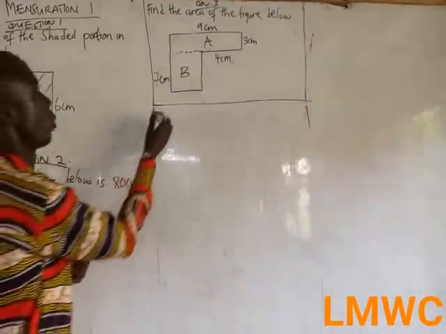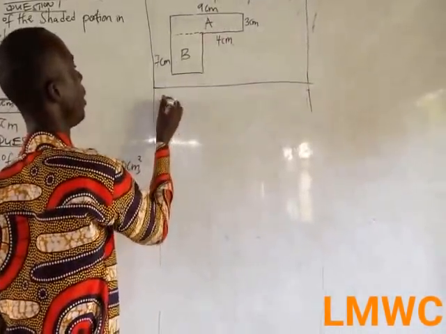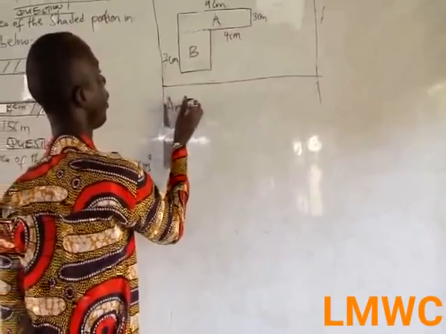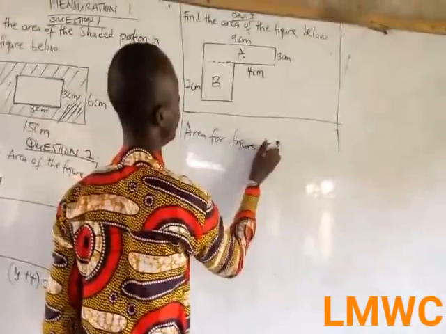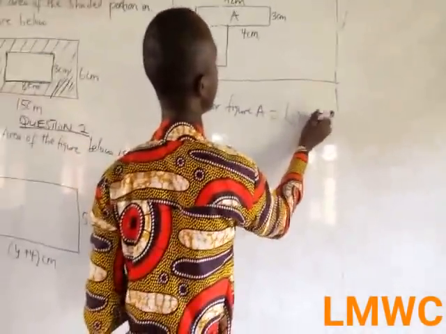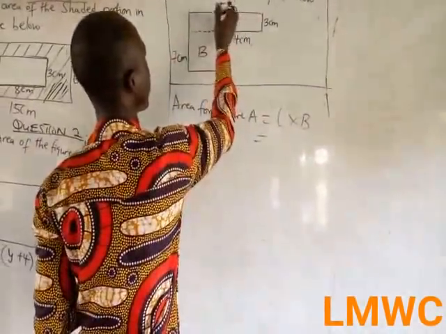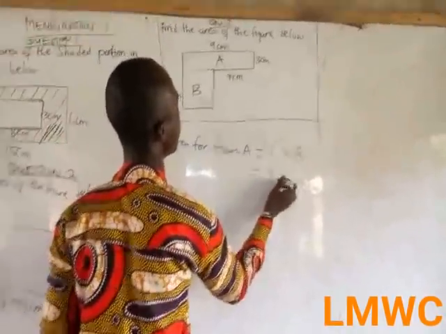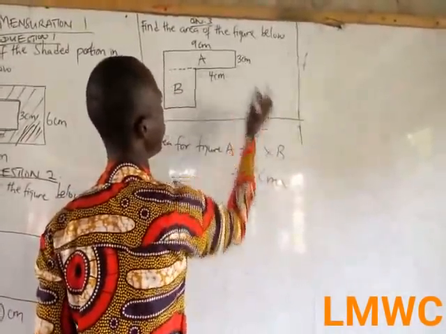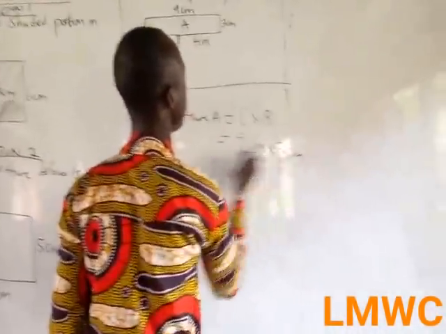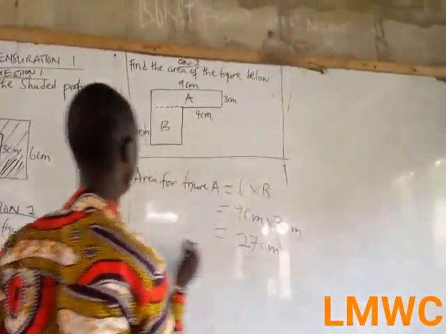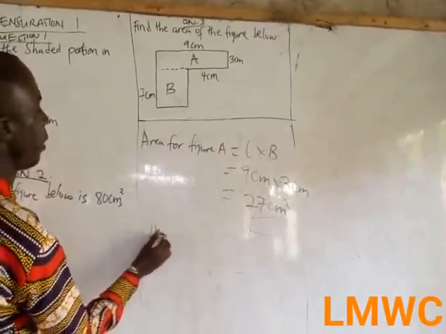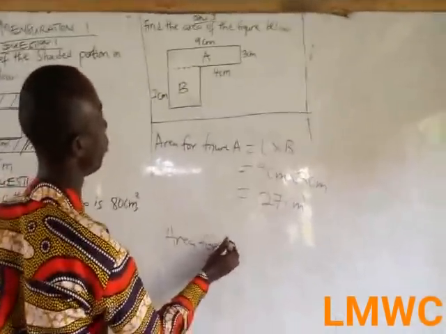Take note. So the area for this portion, that's A, area for figure A is equal to length times breadth. What is the length? The whole length is what? 9 centimeters. Times breadth. Breadth is 3 centimeters. So we are getting 27 centimeters squared. Now let's find the area for B.